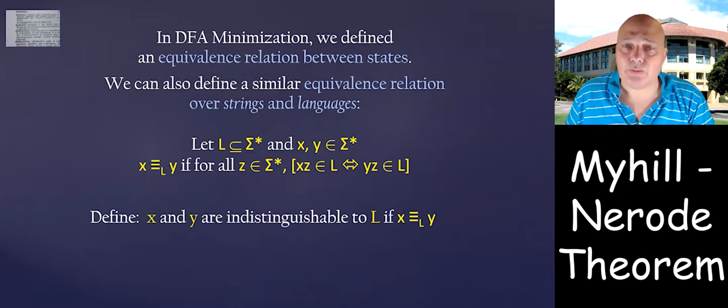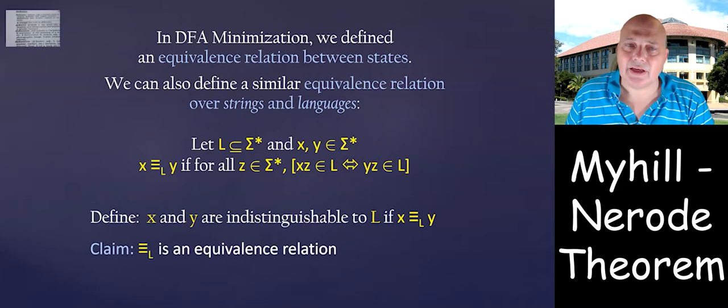We define X and Y to be indistinguishable by L if X is L-equivalent to Y. So this language doesn't really distinguish them, doesn't care, doesn't separate them. And one claim is that this is an equivalence relation. It's not hard to show it. It's very, very similar to showing the equivalence relation that we did in the DFA minimization.